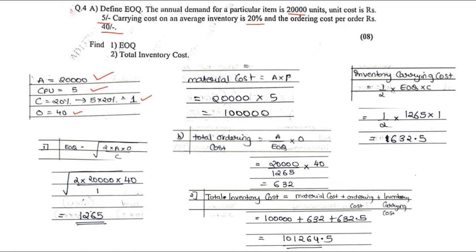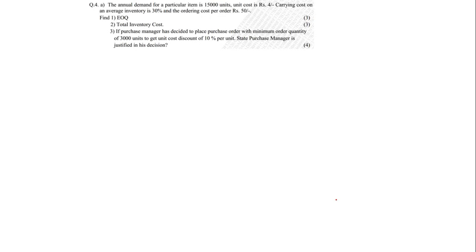Okay, next. Now this is an advanced version of the sum that we had done. The question reads that the annual demand for a particular item is 15,000 units. So annual demand is 15,000. The unit cost is rupees 4, so cost per unit is 4. Carrying cost on an average inventory is 30%, and the ordering cost is given as 50. Number 1, find EOQ. Number 2, find total inventory cost. And third, that's a new thing which has come up. We'll go through that later on. First we'll solve the first and the second part, which was done in the previous sum also.